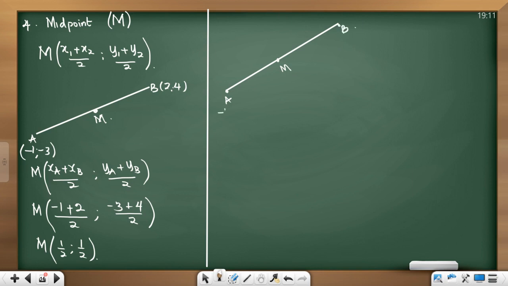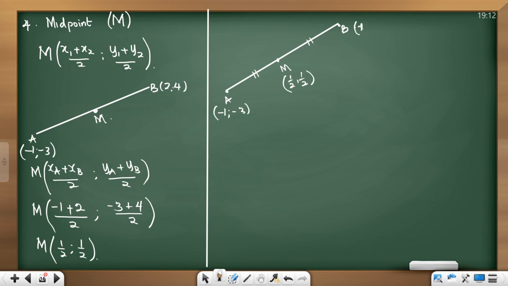I am now given negative 1 and negative 3, and I'm given half and half, and I'm told that this line is equal to that line. That takes me to Euclidean geometry again. A line drawn from the center that is perpendicular will bisect a point. I am given that because M is the midpoint. So AM is equal to MB.